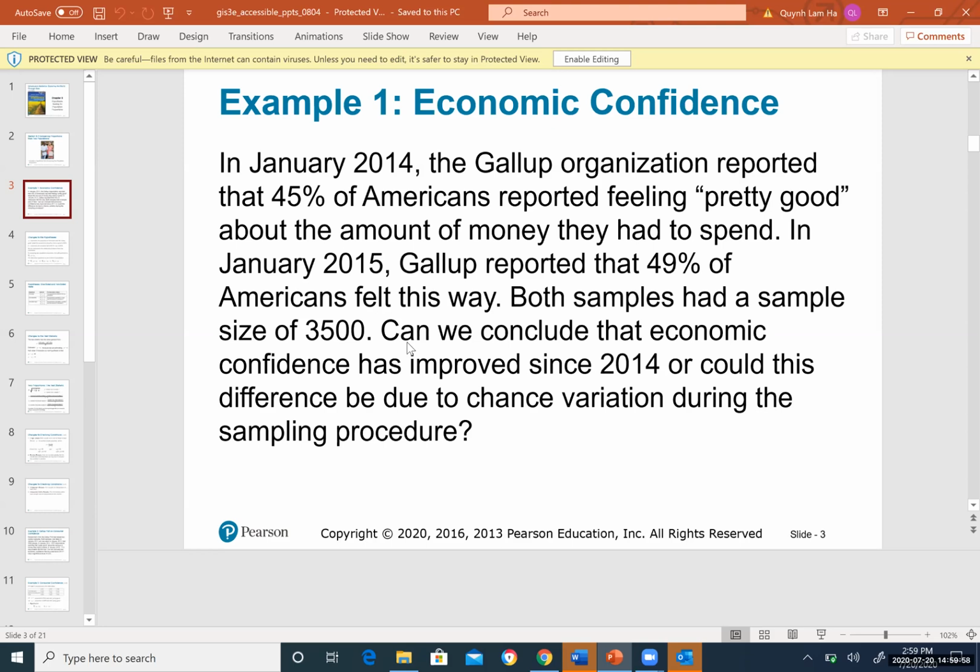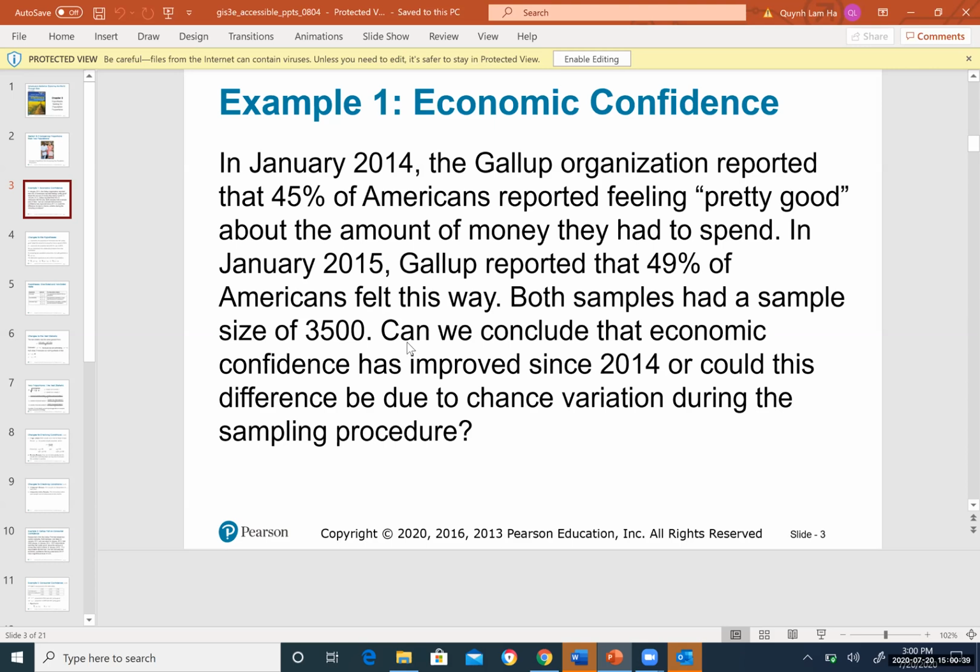And can we conclude that the economic confidence has improved since 2014, or could this difference be due to chance variation during the sampling procedure? So it looks like they give us some percentage for 2 years. In 2014, 45% you can name as P1, and 49% as P2. So this percentage represents the population proportion of two different groups because we are having two different years.